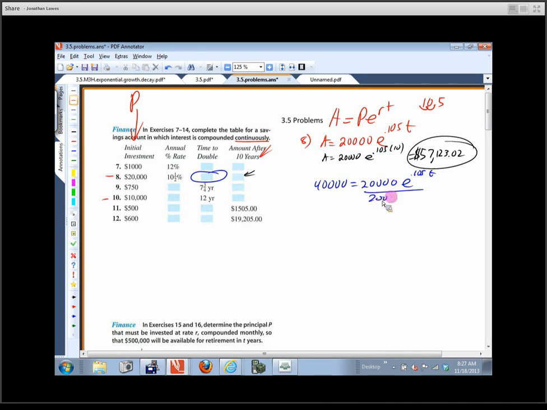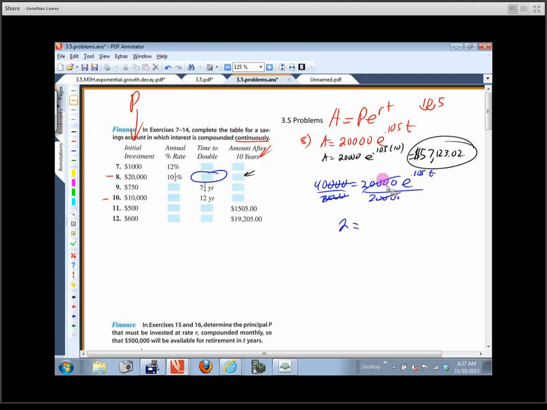Divide by 20,000. Okay, now this is kind of interesting what's going to happen here. This will happen every single time. If I take 40,000 and I divide by 20,000, I can cancel those 4 with those 4, and I can cancel the 4 with the 2. So what do I end up over here? I end up with a 2. A 2 because it doubled.